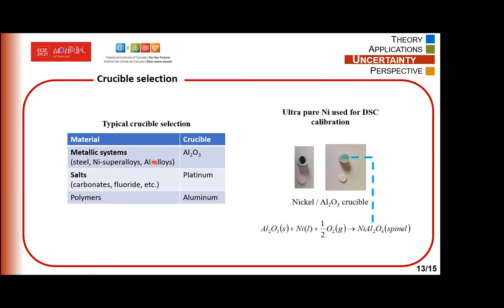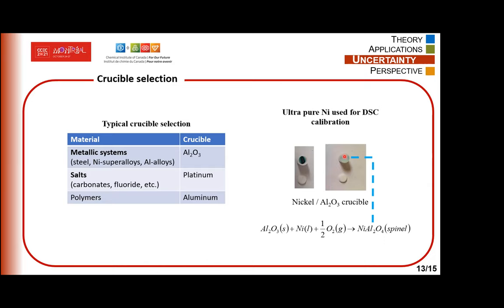So this is only a non-exhaustive list of types of crucible that can be used in DSC measurement. For metallic systems, typically we are using alumina crucible, but of course this depends on the type of material that we're using. For salts, which are really a hot topic at the moment for heat storage, we typically use platinum crucible. Sometimes we can reuse them, sometimes we cannot, so we're aware of that. And finally, when we're dealing with polymer, we can use less expensive aluminum crucible. And beyond that, we can customize the crucible. We can use pressurized crucible, we can use boron nitride crucible, and so on and so forth.